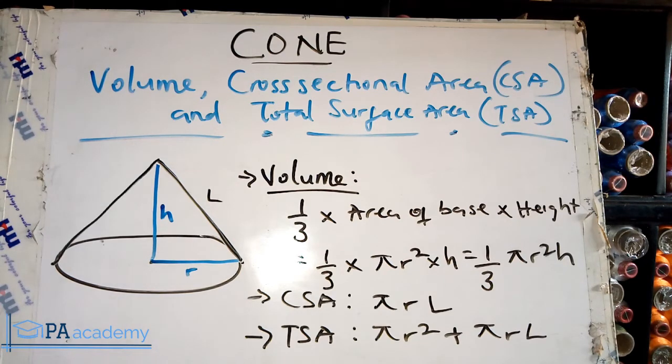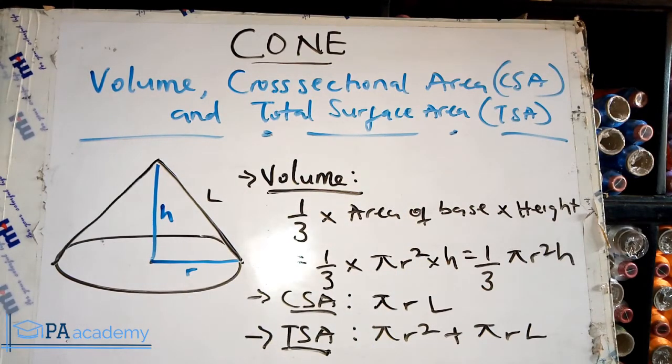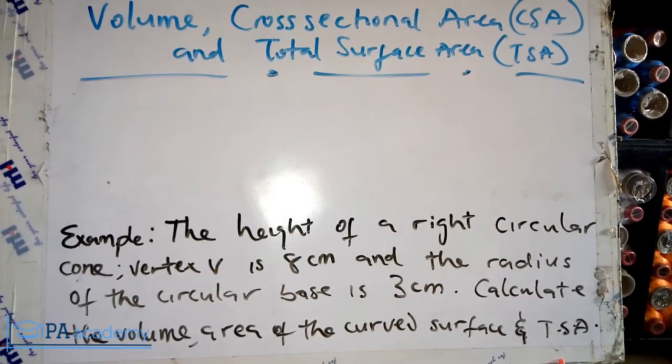We are going to be looking at an example where we use the formulas for the cross-sectional area, the total surface area, and the volume of a cone. The question says the height of a right circular cone, vertex V, is 8 cm, and the radius of the circular base is 3 cm. Calculate the volume, the area of the curved surface, and the total surface area.